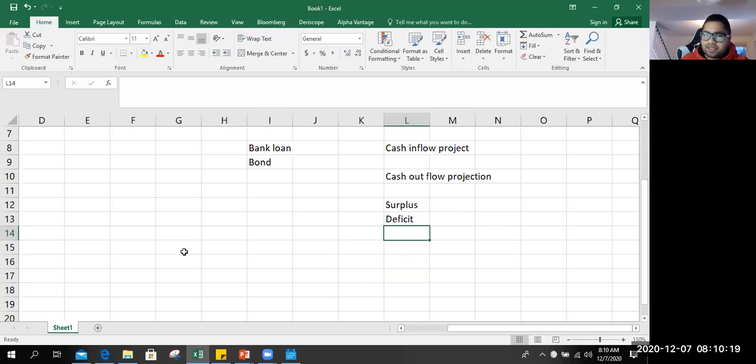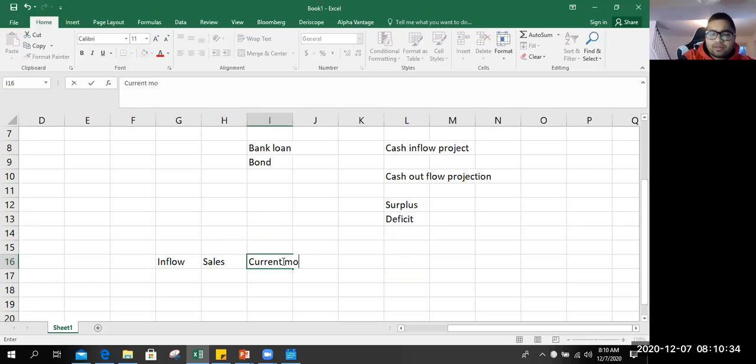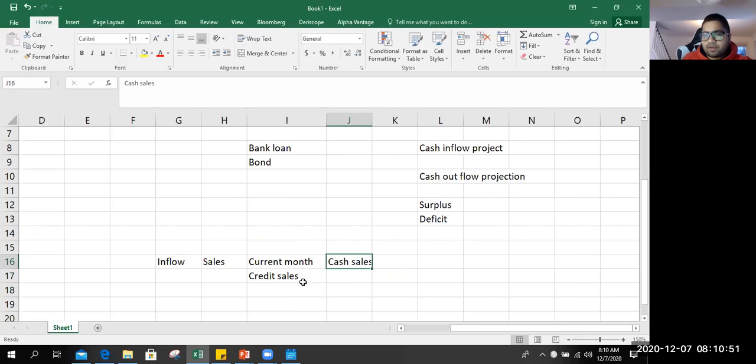Now, how to make projections? Basically, inflow comes from two parts. Inflow basically comes from sales. So cash inflow comes from sales. The sales we are getting money from can be current month sales, that is, cash sales, or they can be credit sales from previous months.